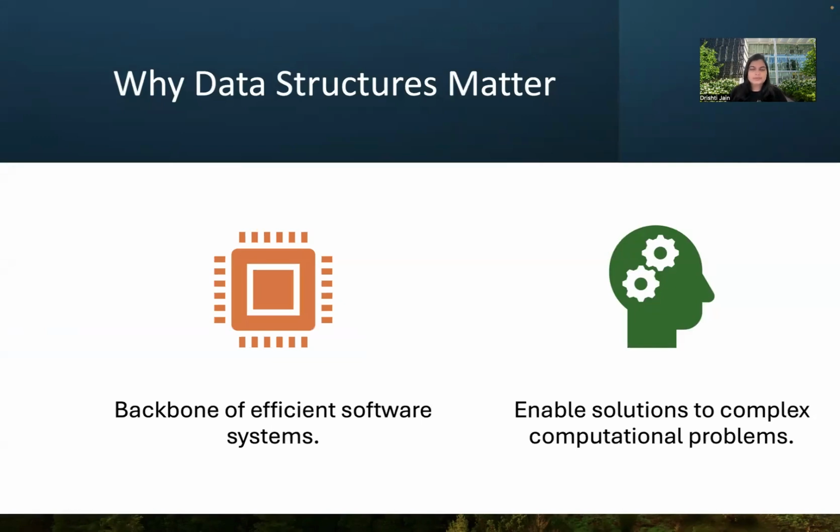Firstly, they're the backbone of any efficient software systems, be it building a small scale application, a large scale application, a personal project or a hobby project, or a real life large scale implementation. Data structures are what empower everything you do in a software system. And second is that they enable solutions to complex computational problems. You will be able to build more and more complex solutions using efficient memory usage, faster lookup times, and much higher compute.